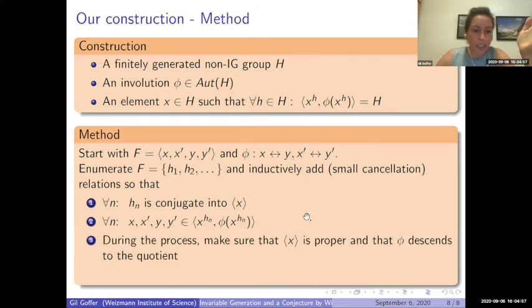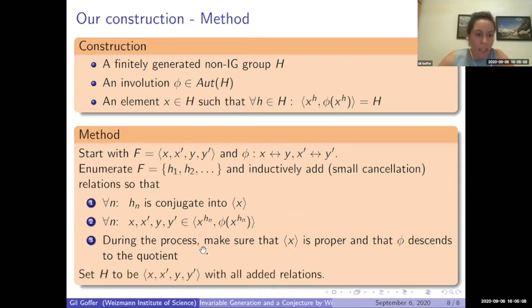We add these relations, and during the process, we want to make sure that our group is still not degenerate, and we still have freedom to keep adding relations on the next step. In the end, we set our group H to be what is generated by these four elements with all the relations that we added along the way to make these properties satisfied. Okay, so that's the construction. So now we know that the IG property does not pass to finite index subgroups, and the same for FIG. Okay, that's it. Thank you for listening.